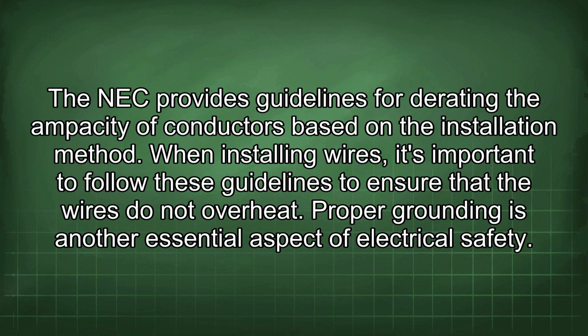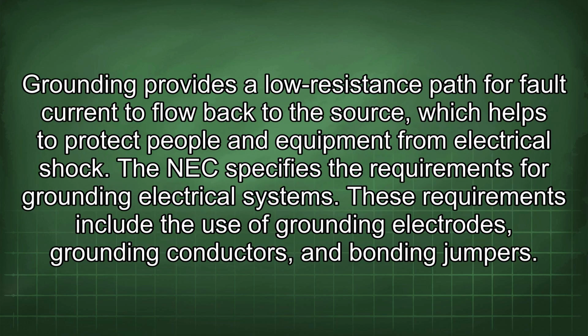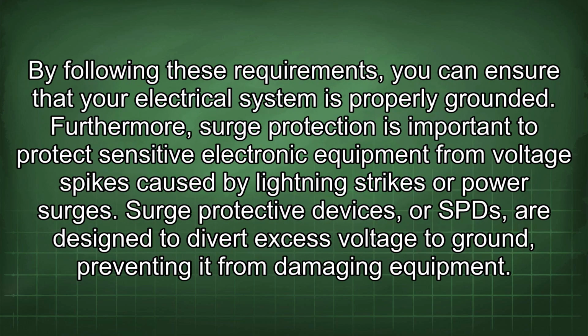Proper grounding is another essential aspect of electrical safety. Grounding provides a low resistance path for fault current to flow back to the source, which helps to protect people and equipment from electrical shock. The NEC specifies the requirements for grounding electrical systems. These requirements include the use of grounding electrodes, grounding conductors, and bonding jumpers. By following these requirements, you can ensure that your electrical system is properly grounded.